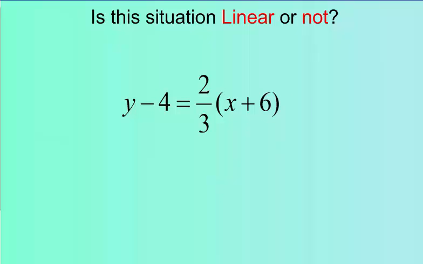Looking at one more equation, again, we would want to simplify this. If we were to distribute here, we would get 2/3 x, which again is still to the first power. The x and y are not being multiplied or divided by each other, so therefore this is a linear situation.